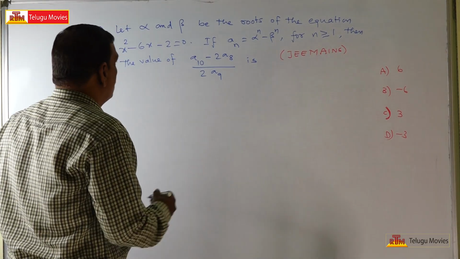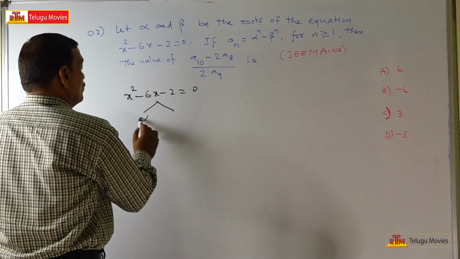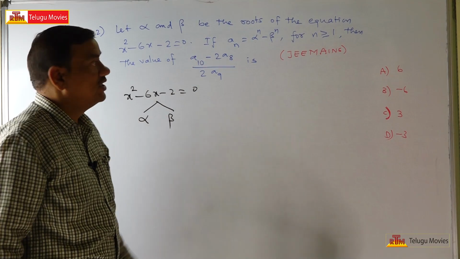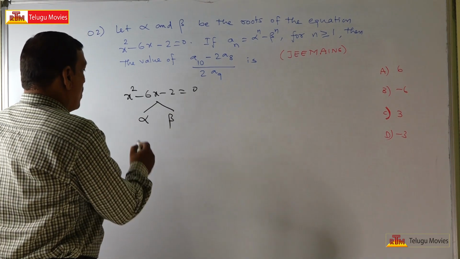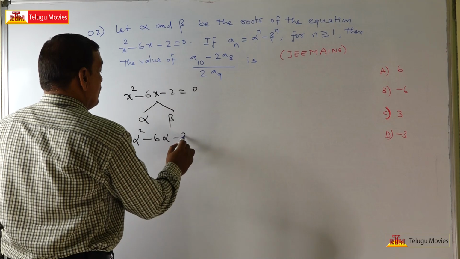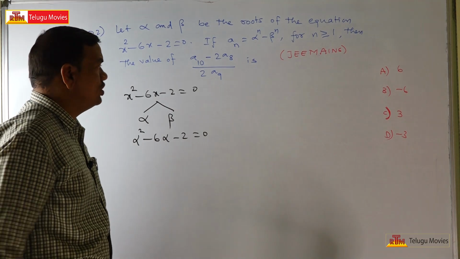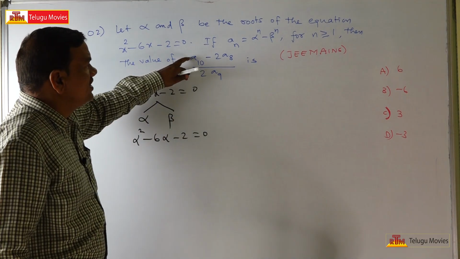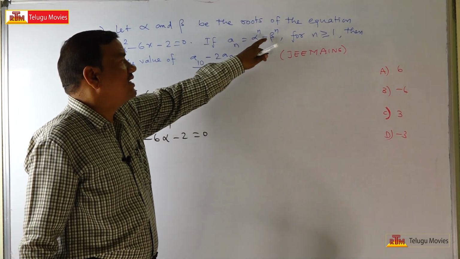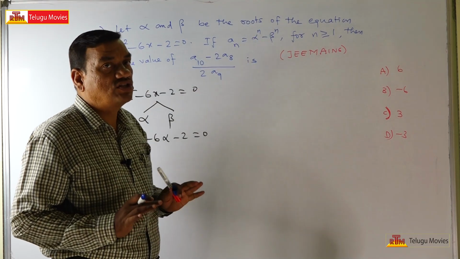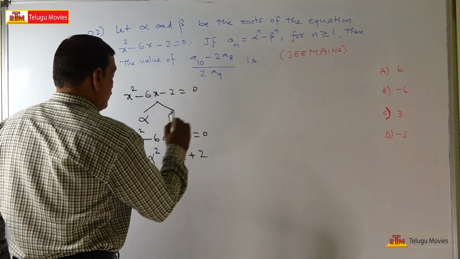So, let us see the solution. Here it is given x square minus 6x minus 2 is equal to 0. It has two roots, alpha and beta. It is already given. Since alpha and beta are the roots of this equation, we have alpha square minus 6 alpha minus 2 is equal to 0, and the same for beta: beta square minus 6 beta minus 2 is equal to 0. See here, we want a10, which means alpha power 10 minus beta power 10. That means alpha power 10 first I want. So, alpha square is equal to 6 alpha plus 2.